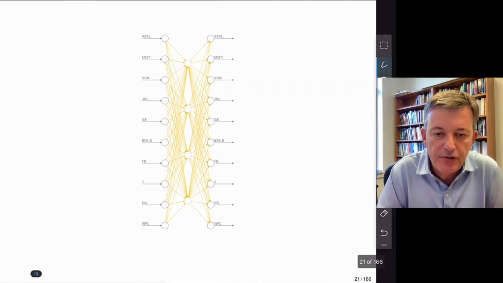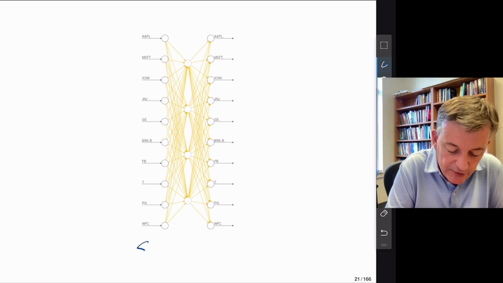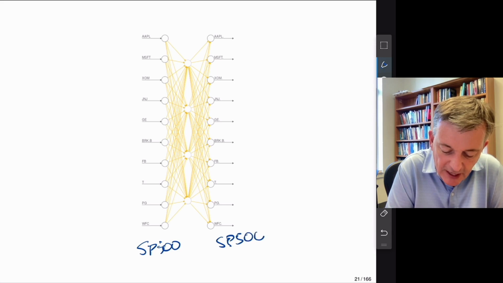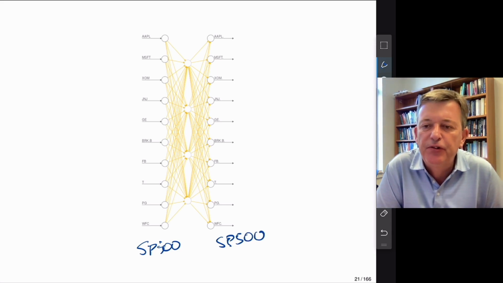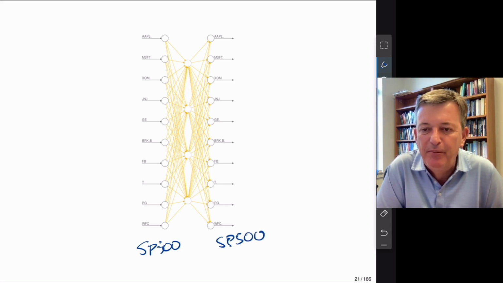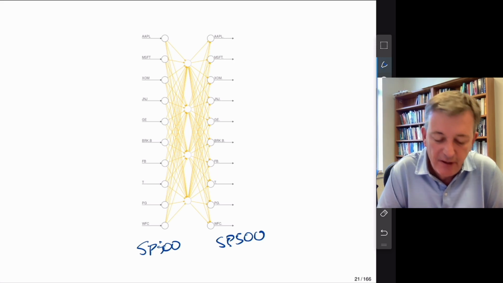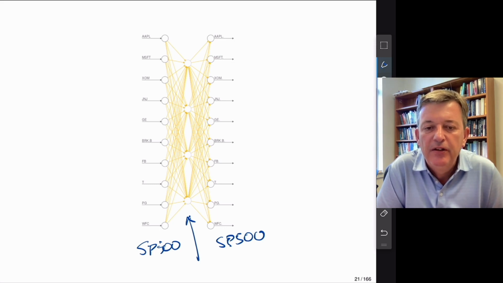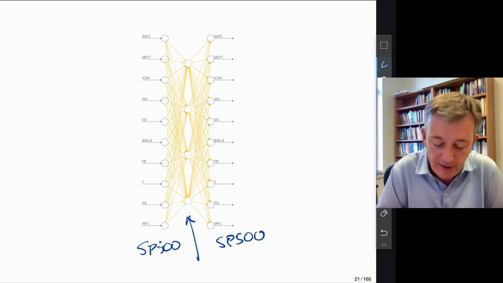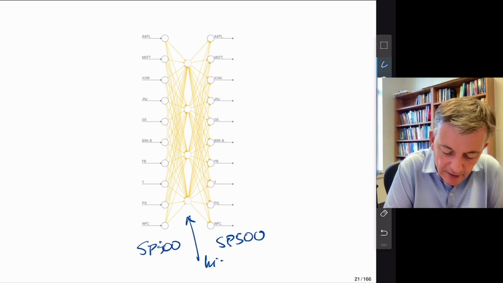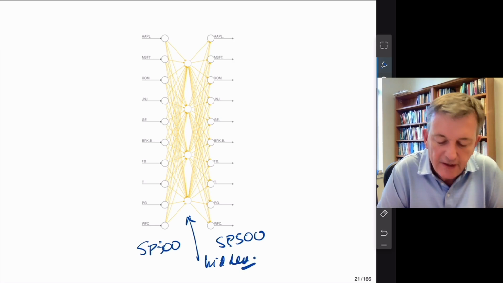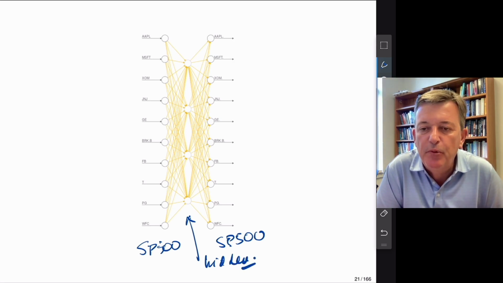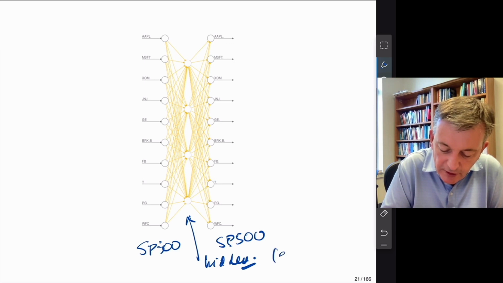Here's one I did with stocks. So you have the S&P 500 as input and S&P 500 as output. You might think that's a little strange. I can always predict the output from the input just by the identity map. But what's different here is I constrain myself to only having a few variables in the hidden layer. So in some sense, the hidden layer provides me with a more efficient portfolio, right?